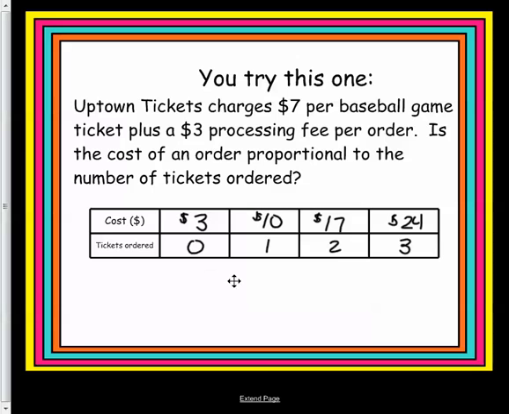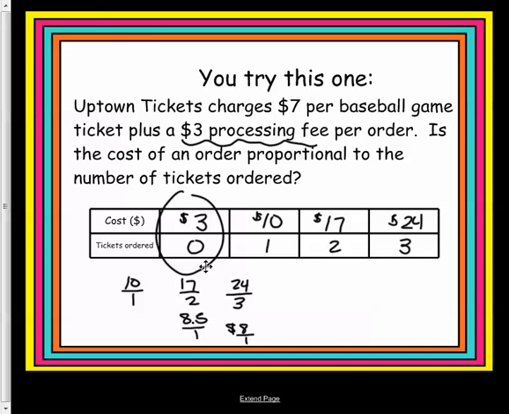Okay, so let's look at these as proportions. This right here, this processing fee, is going to mess up our proportion. For example, if we do 10 over 1, 17 over 2, and 24 over 3, this one is $10 for 1 ticket, $8.50 for 1 ticket, and $8 for 1 ticket. This $3 processing fee, which I don't expect you to have in your table, that's just in my explanation, is going to cause this to not be a proportion.